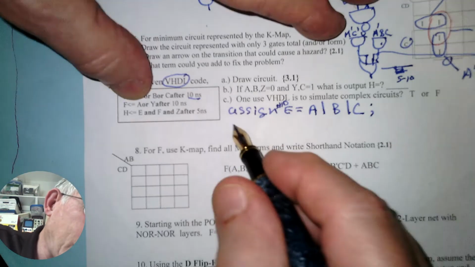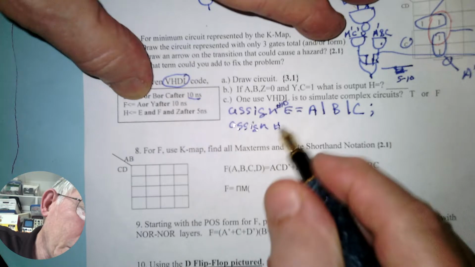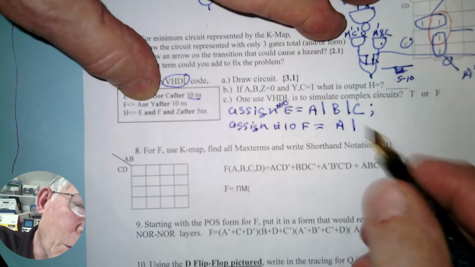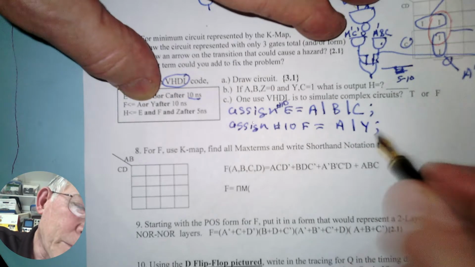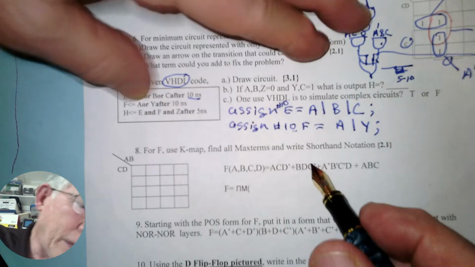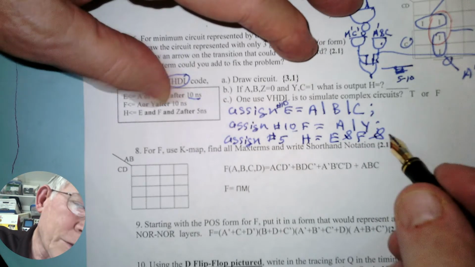Then our next one, the F one, assign #10 F equals A or Y, semicolon. Here's our delay, 10 nanoseconds. Here it is. Here I barely wrote it in there. I'm sorry. And then finally our last one, assign #5 in this case, H equals E. Now we use the and sign, which is an ampersand. E, F, another ampersand, and Z.